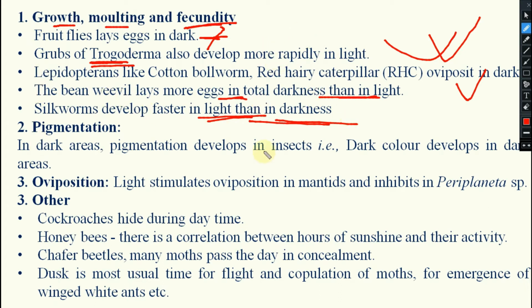Pigmentation. Suppose a dark region is there, what will happen? Temperature is less.